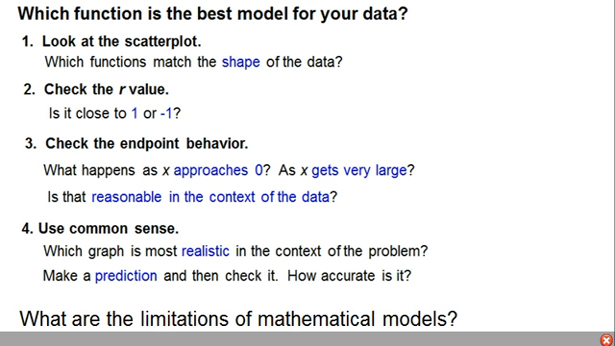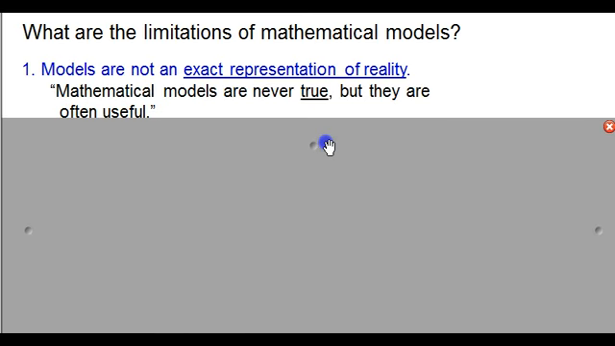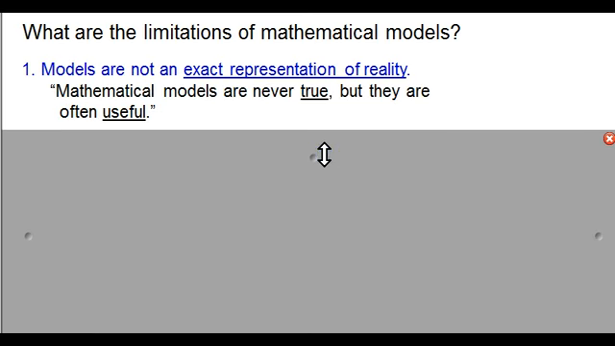Okay, the next section is what are the limitations of mathematical models? Number one, models are not an exact representation of reality. Mathematical models are never true, but they are often useful. It doesn't really mean they're false, it's just they're not perfect. A mathematical model will deliberately oversimplify reality in order to make sense of certain aspects of reality. But there are multiple variables that affect most anything in real life, and so a mathematical model is rarely perfect.